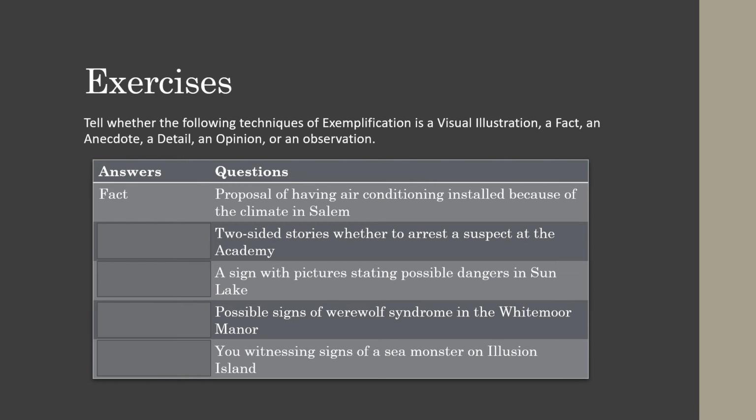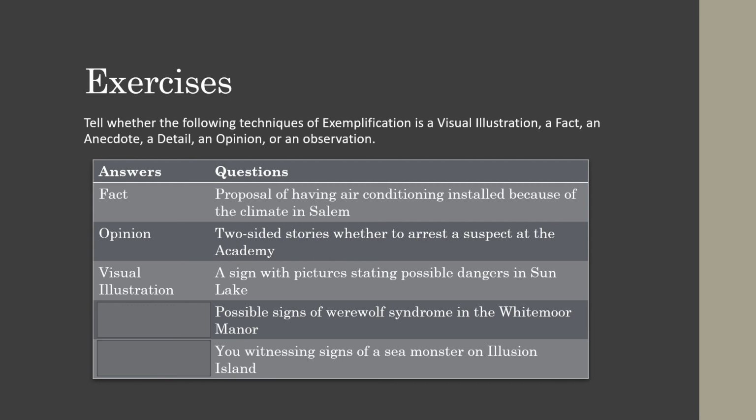Number 2, two-sided stories whether to arrest a suspect at the academy. The answer is an opinion, because you are listening to two people's opinions on whether to arrest the suspect. Number 3, a sign with pictures stating possible dangers in Sun Lake. The answer is a visual illustration because it is shown visually through pictures.